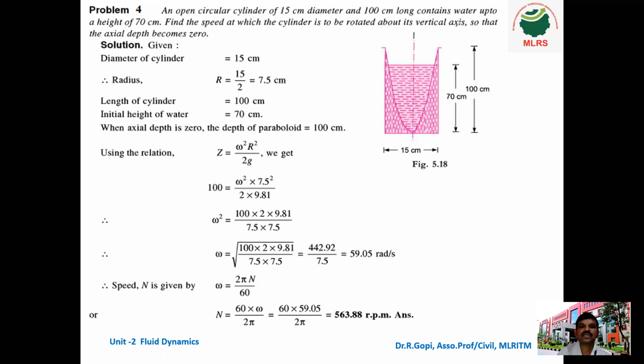Okay, students, now carefully listen to the question. This is as per our previous problem, with only one smaller change. Further you read: so that the axial depth becomes 0. What does this mean, axial depth becomes 0? Here you can see the parabolic curve.